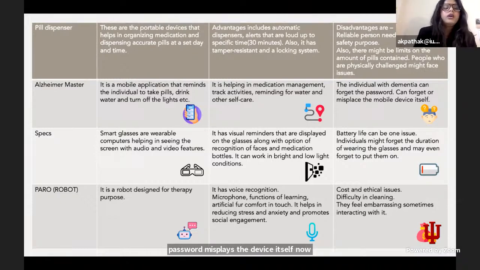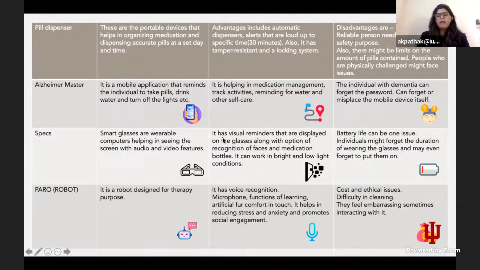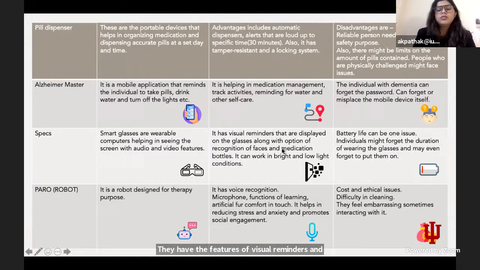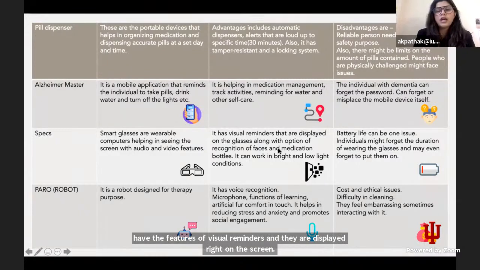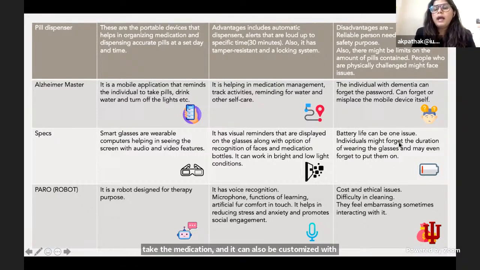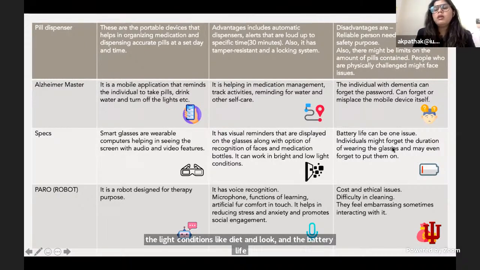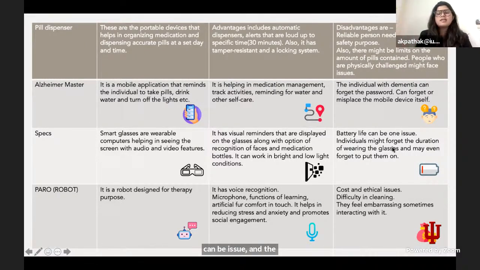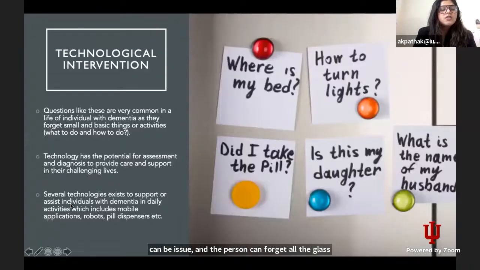Now, another innovative technology that has been used is smart glasses. These are wearable computers. They have the features of visual reminders, and they are displayed right on the screen. It has the feature of face recognition, which is an advantage, and it shows the picture of the medication bottle when a person has to take the medication. It can also be customized with the light conditions, like bright and low. The battery life can be an issue, and the person can forget, or the glasses can slip off.